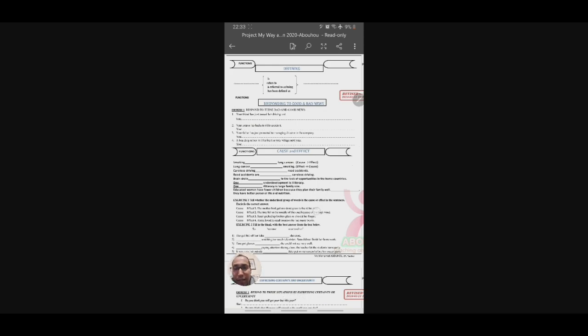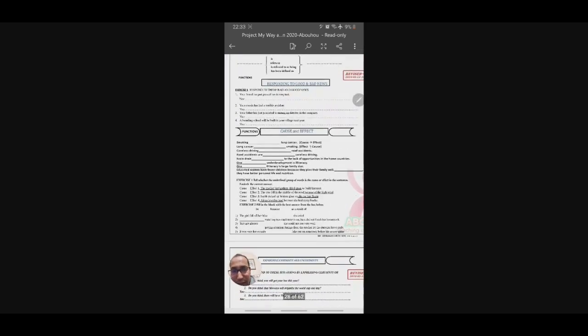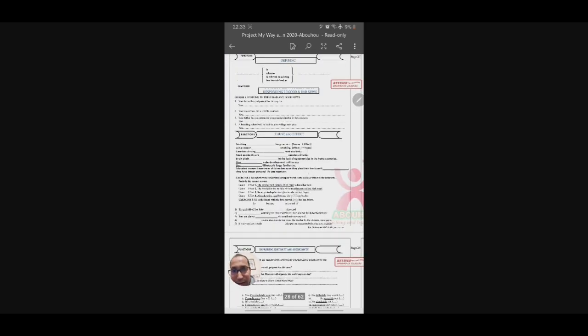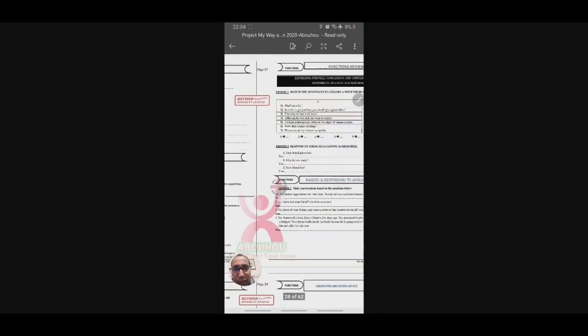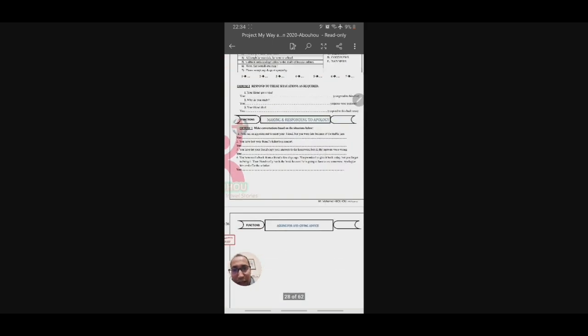Then we have cause and effect. We've done this. So, for example, leads to, is the result of, results from, is due to, things like this. Or one cause of is and one effect of. Functions, more of them, national exams, concession, and so on. We've just done it in Unit 8. And then making and responding to apology.